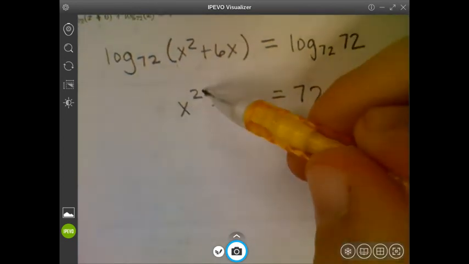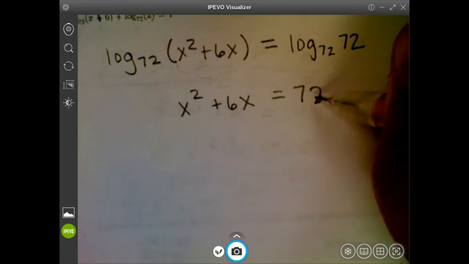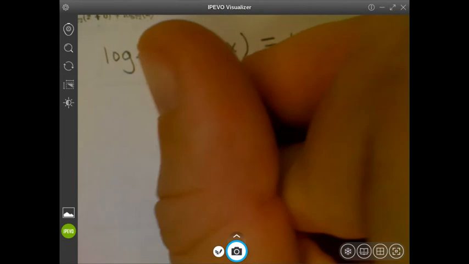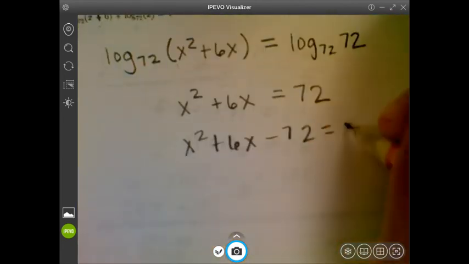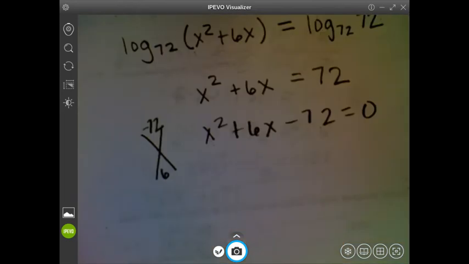Remember, when you go to solve a quadratic, something that has an x squared, you can factor, use the quadratic formula, or complete the square. Nobody wants to complete the square, but you could. And so I'm going to go ahead and factor. So I'm going to move this over so it's set equal to 0. And I'm looking for two numbers that multiply to be a negative 72 and add up to be a positive 6.